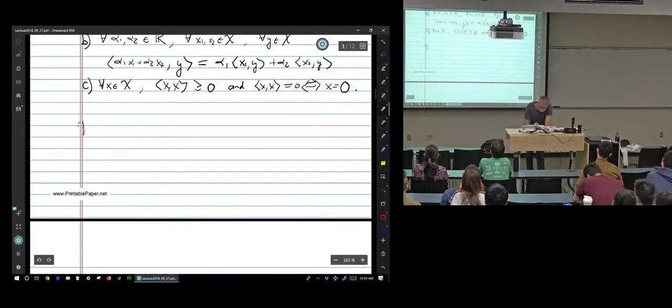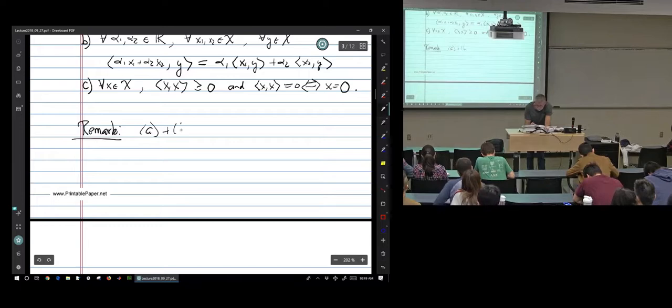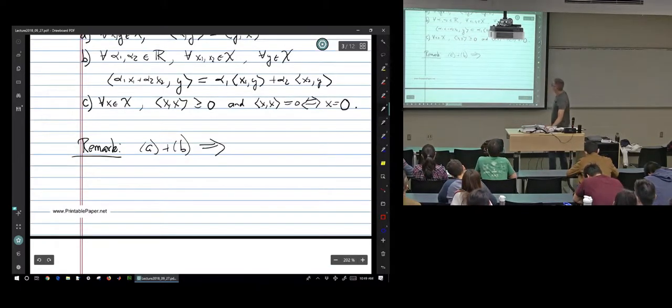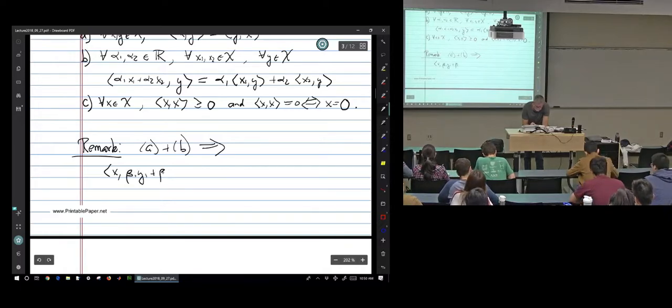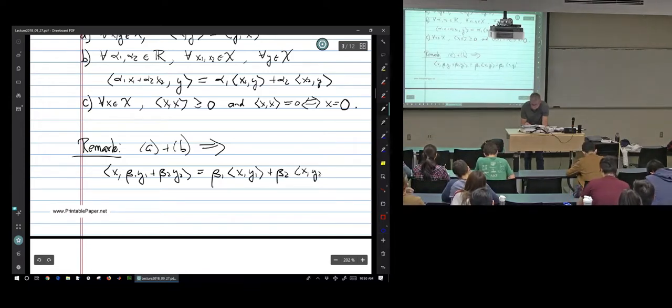Okay, and then as a remark, A plus B imply that this linearity I have on the left, I also have it on the right. If I do X with beta 1, Y1 plus beta 2, Y2, I get beta 1 inner product X with Y1 plus beta 2 inner product X with Y2.